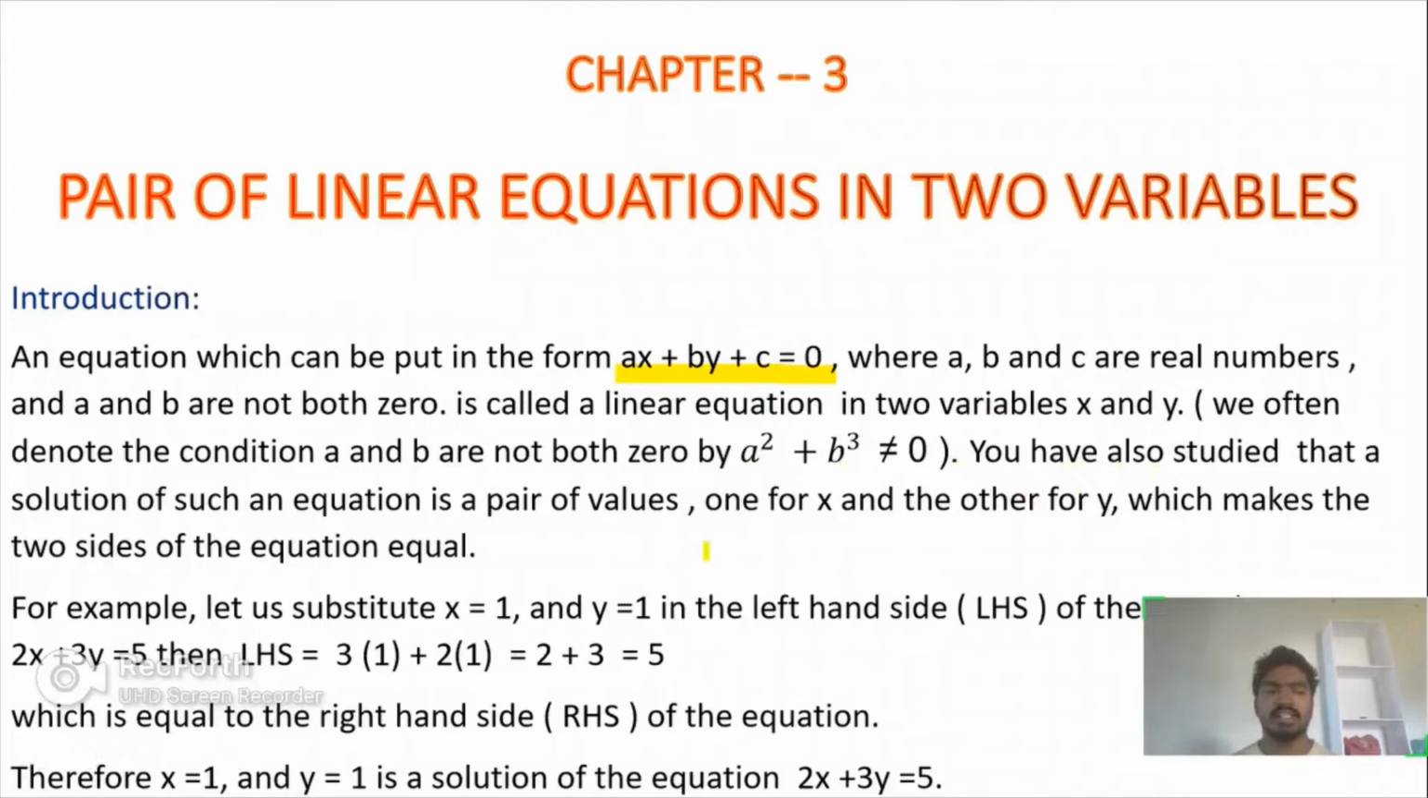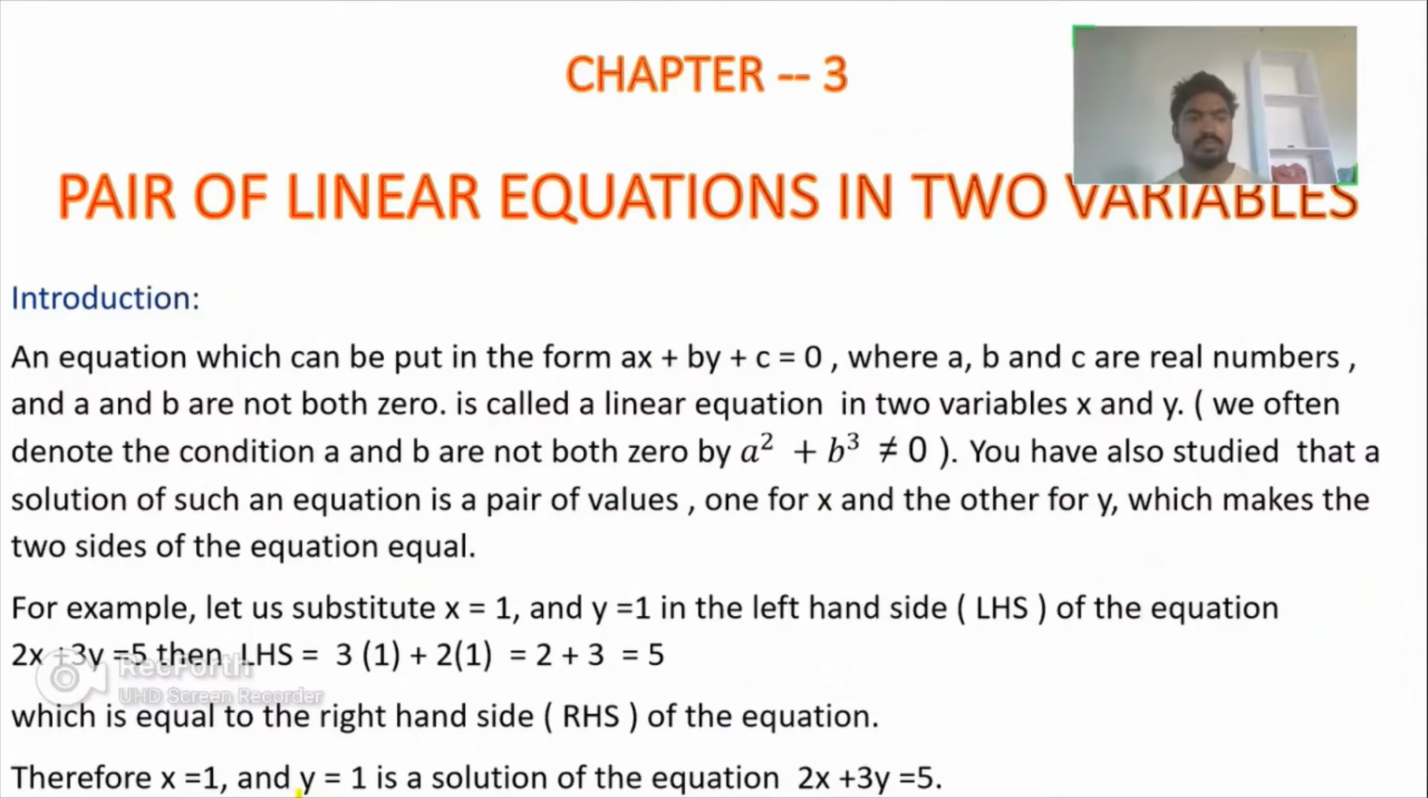You have already studied that a solution of such an equation is a pair of values, one for x and another for y, which makes the two sides of the equation equal. So in this chapter, we mainly focus on solving these two equations by using some mathematical operations, and we want to find the values of the two variables, that is x and y. For example, let us substitute x = 1 and y = 1 in the left hand side (LHS) of the equation. So let us take an equation 2x + 3y = 5.